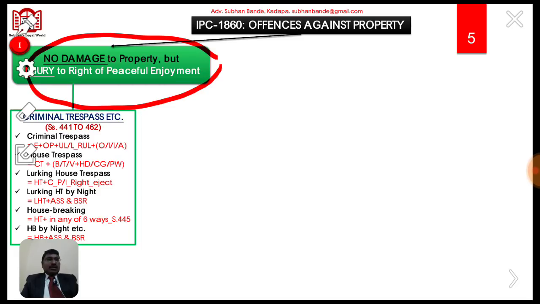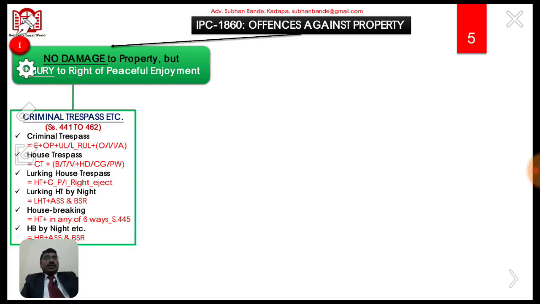but some acts of the accused or offender cause some injury to the right of peaceful enjoyment of the lawful possessor of such property. Here, the trespass, criminal trespass, and the aggravated forms of criminal trespass from sections 441 to 462 come under the first category of offences against property.